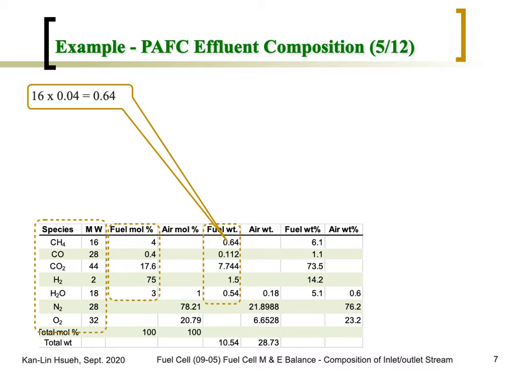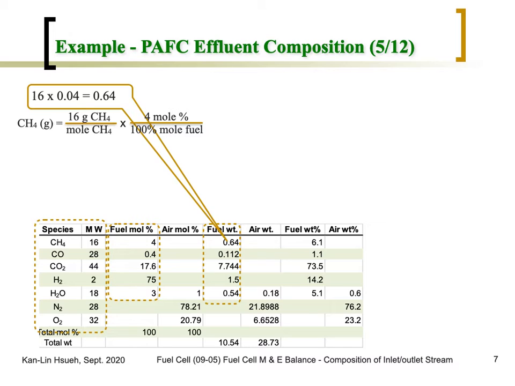For the methane, it is 0.64. It is the molecular weight times its molar ratio. Because over here we assume 1 kilomole of the input fuel, the methane only accounts for 4%. So 4% times the molecular weight of methane gives us 0.64 kilogram of methane. So this is how they calculate.